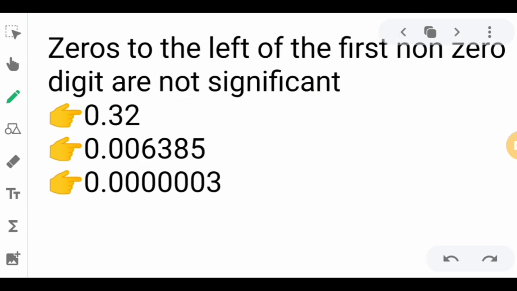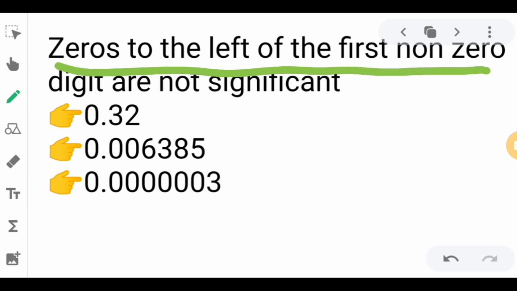Next rule, we have here zeros to the left of the first non-zero digit are not significant. We call the zeros to the left of the first non-zero digit leading zeros. So the leading zeros are not to be included in calculating the number of significant figures. First example, we have 0.32. We have here 2 significant figures.